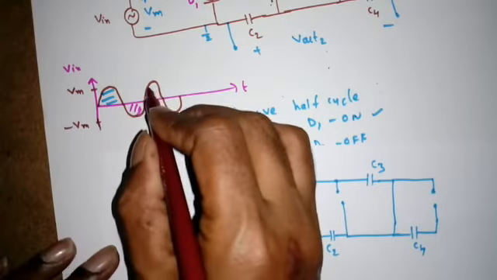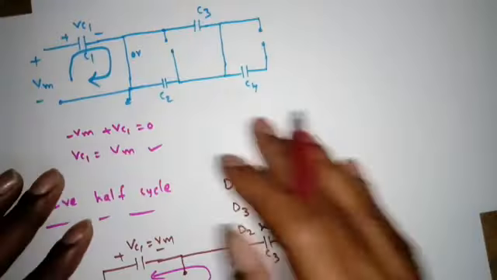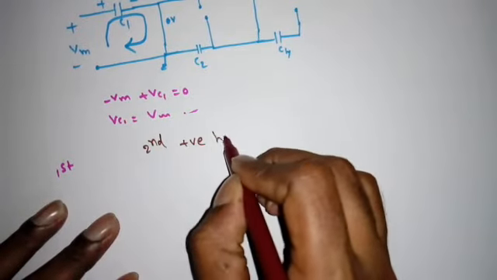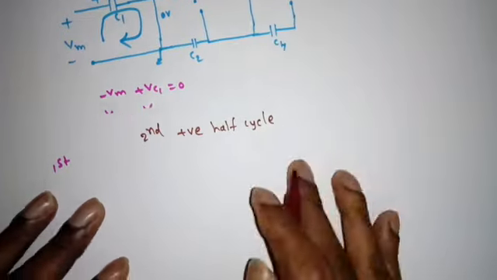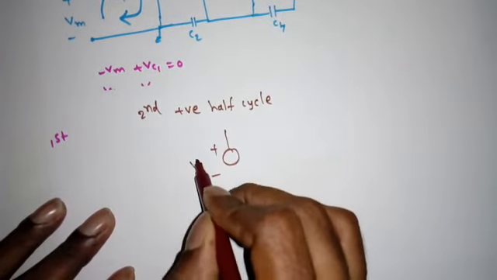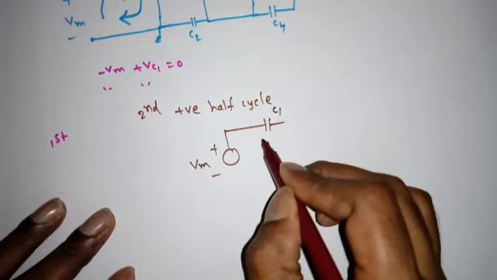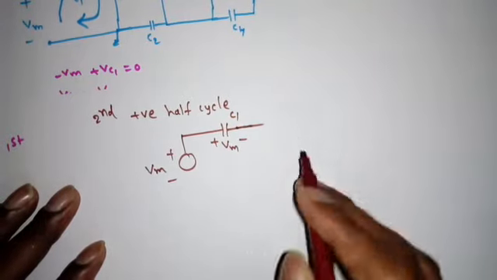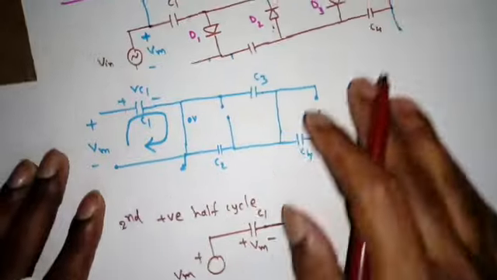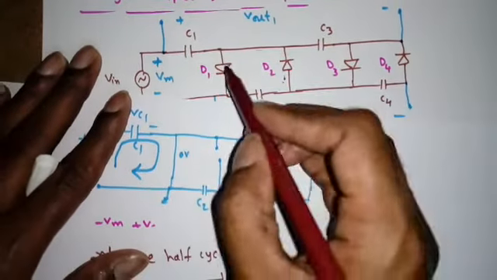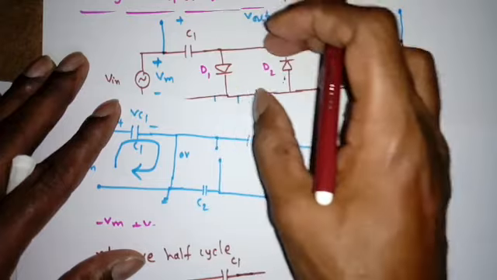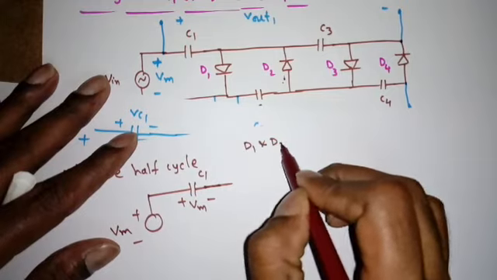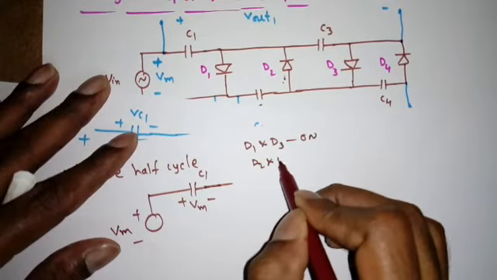Then if I apply the next positive half cycle, that is we can say the second positive half cycle, how much can I apply? Maximum again Vm, and this is C1 which is charged to Vm, assuming that it is not discharged. Then what happens to the diodes D1, D2, D3, D4? Again I am applying the positive, so D1 will be on, D3 will be on. D1 and D3 on, D2 and D4 off.